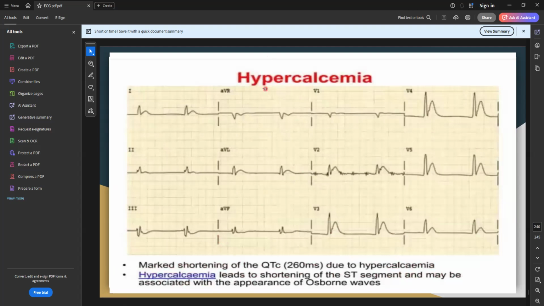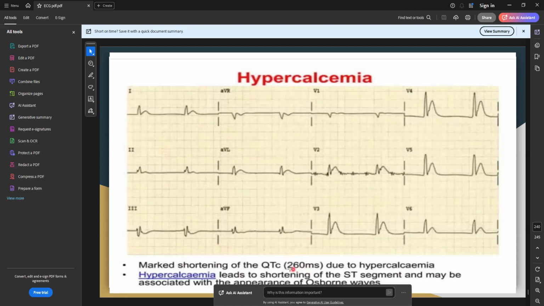As I have told you, most prominently seen in hyperkalemia. These QT intervals are very short, that is less than around 260 milliseconds. Here you can see Q to the T. QT interval is very short.